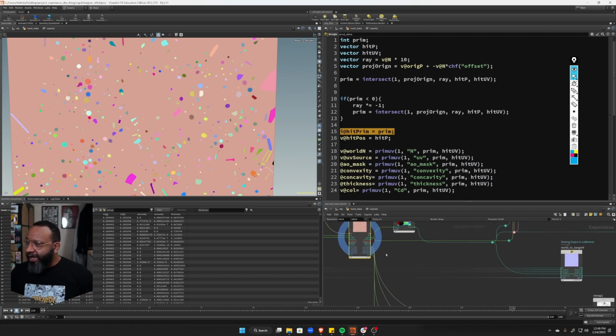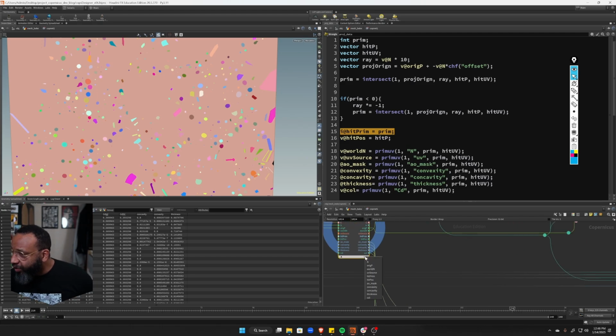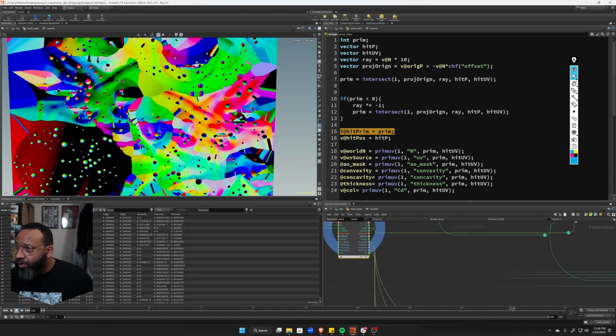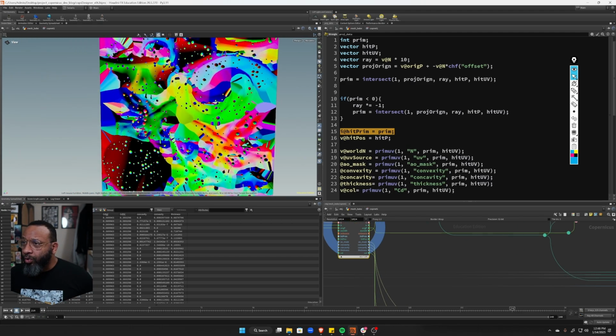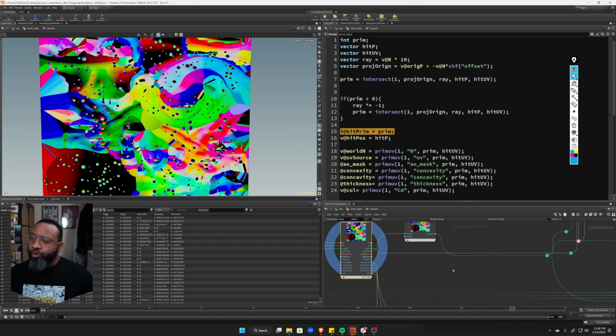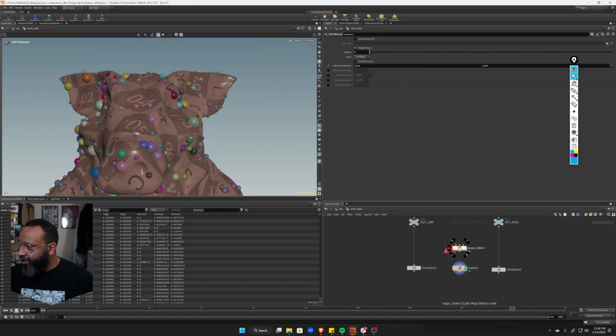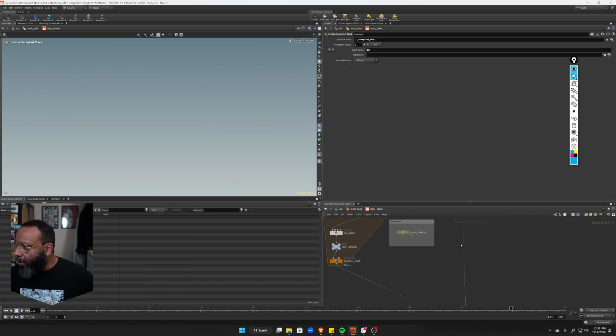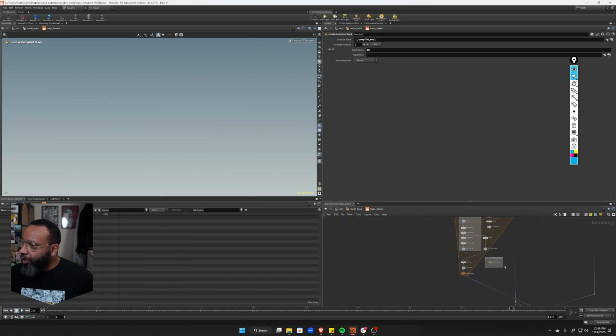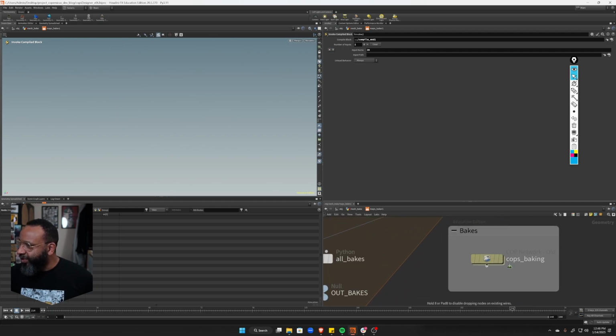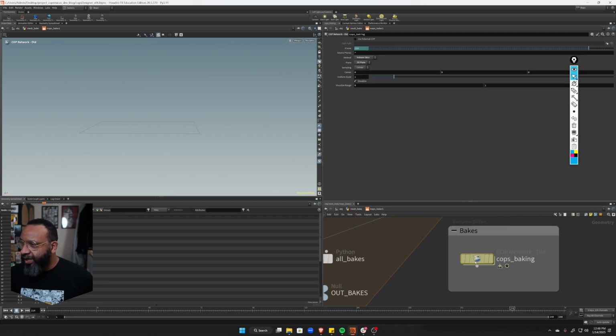So basically, I need to convert. If I look at my world space normal, right, I need to convert this world normal information here into tangent space information. So that is where I went back to the maps maker. So let's pop out of here and go into the maps maker, and most of the magic of the maps maker happens inside of this cops baking module here.